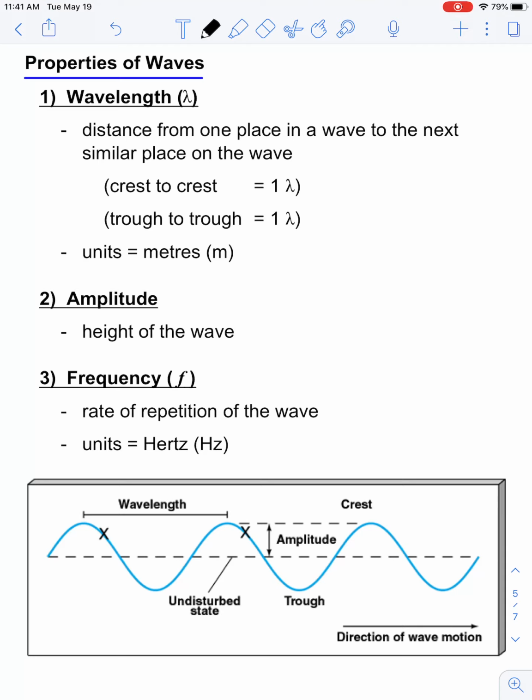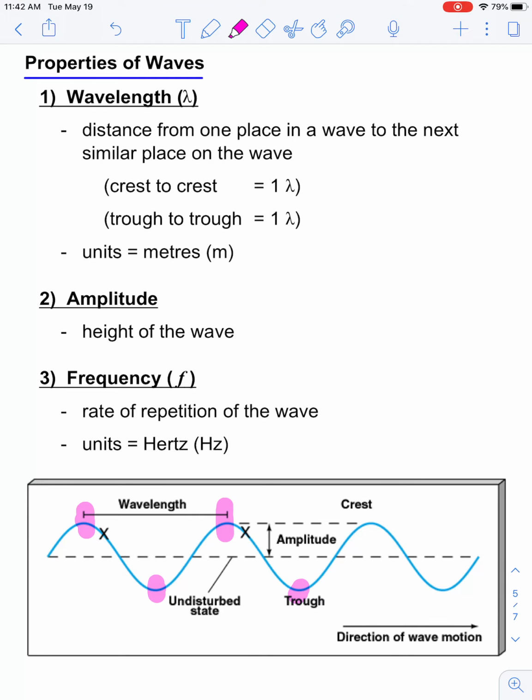Here, they're showing this from the top of each crest, so they're measuring from one to the other. You could also do the same thing by measuring down here. It doesn't really matter what two places you pick to measure wavelength, but it has to be a similar place on the wave. So I always like to go from crest to crest. Trough to trough works too. You literally could measure any place on the wave as long as you go to the similar place on the next one.